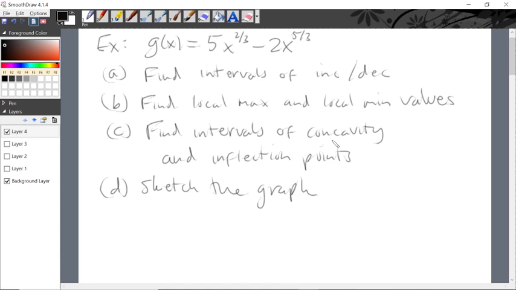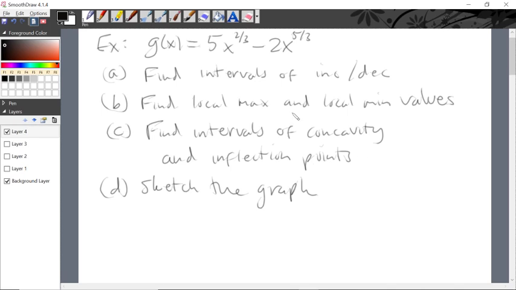C, find intervals of concavity and inflection points. Well, concavity requires that we do a test with the second derivative. We have to find the critical values for the second derivative, and we have to test in subintervals around those critical values to find out where we are concave up and concave down. And then wherever we have a point on the curve where the concavity changes, that point would be labeled an inflection point.